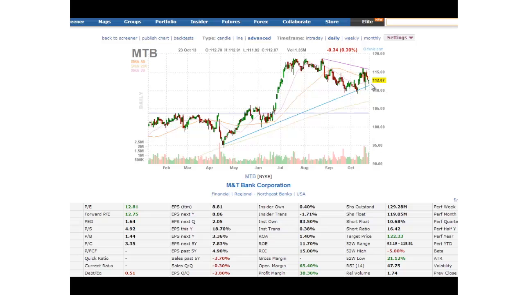But it does go to show you that you can get these nice little hammer candles that might in fact pop up for a couple of days back into the 115 resistance area for about a $2 trade. But it's not really one I would take. But anyway, that's what we're looking for.